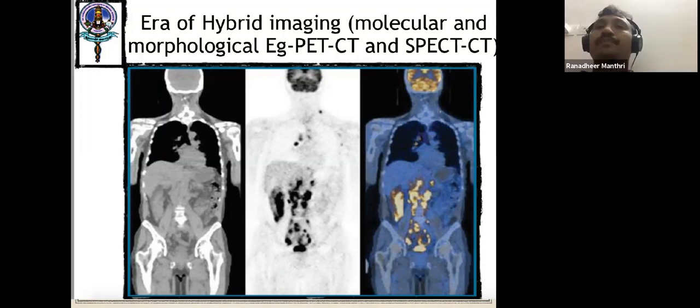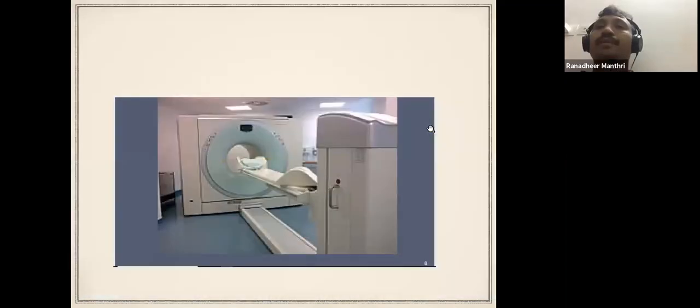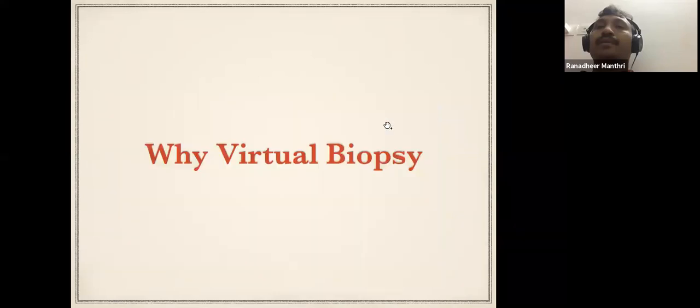Yeah, this is how a PET-CT camera looks. All of you know it.